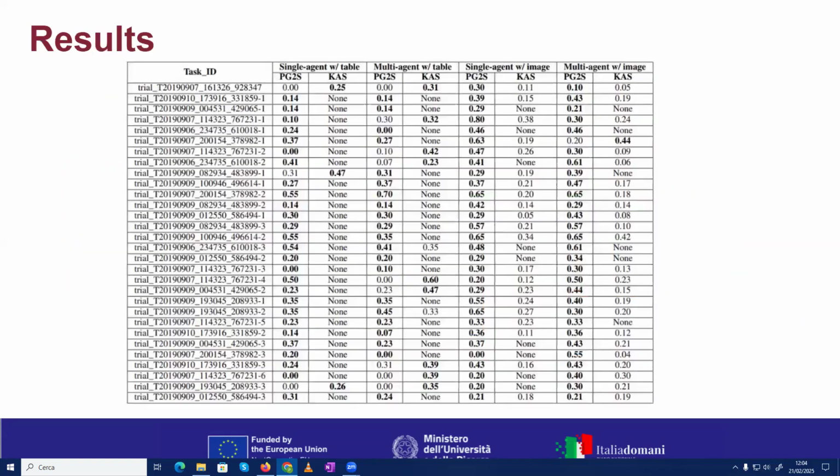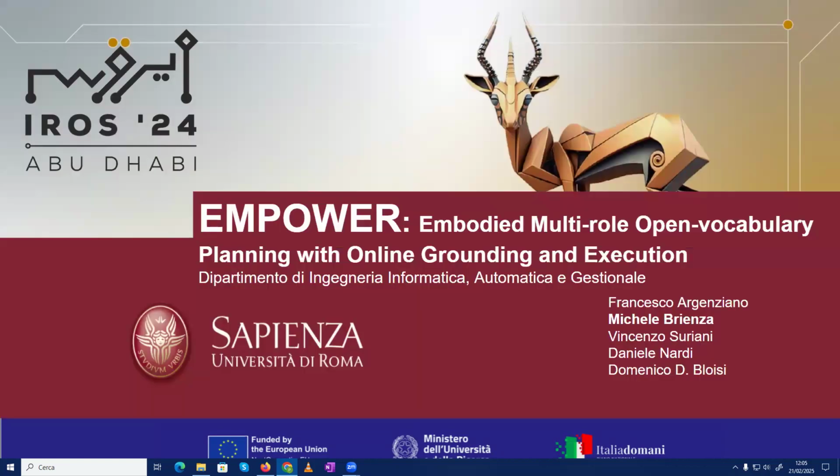This architecture, we run different tasks, and we demonstrated that a multi-agent architecture with our metric and other metrics allows us to obtain better results in comparison with a single agent architecture.